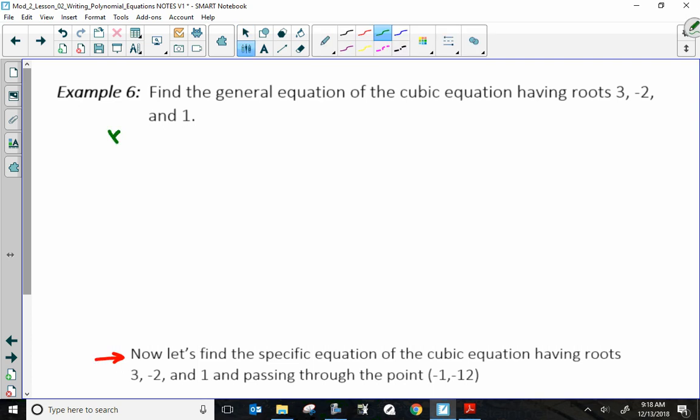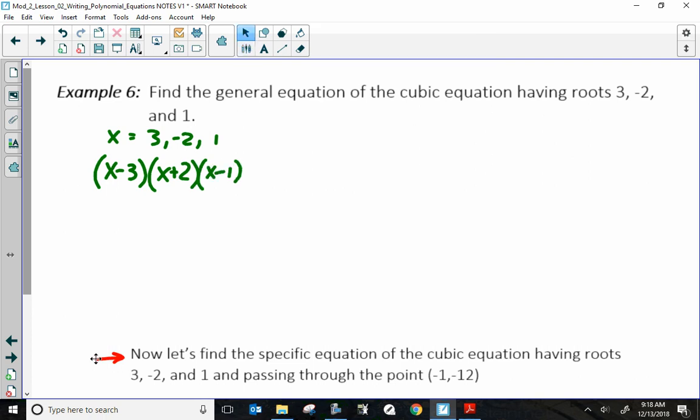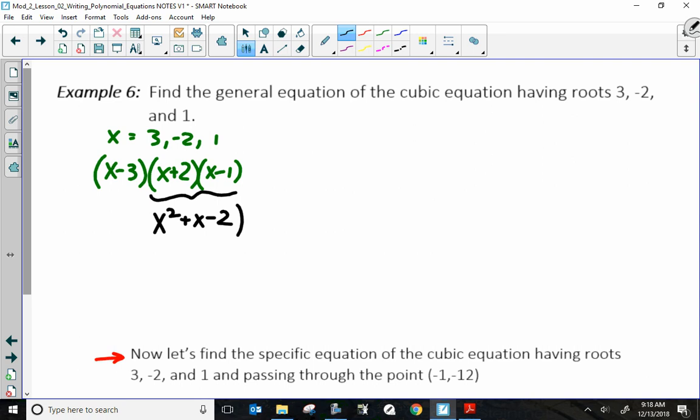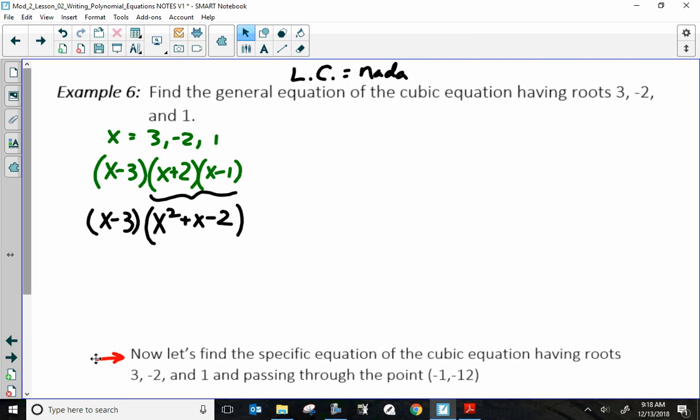Okay, so if my roots are 3, negative 2, and 1, that means it comes from the factors x minus 3, x plus 2, and x minus 1. All right, if I FOIL these two together, I know I should get x squared plus x minus 2. I still have to multiply in x minus 3. They mention nothing of a lead coefficient. Nada. So nothing. I don't have to worry about that. Okay? So all I've got to do is FOIL these.